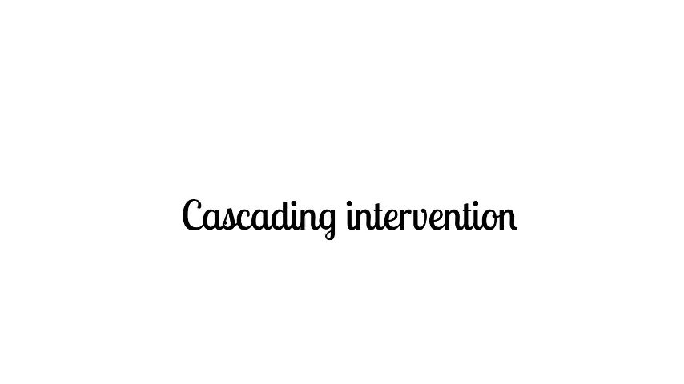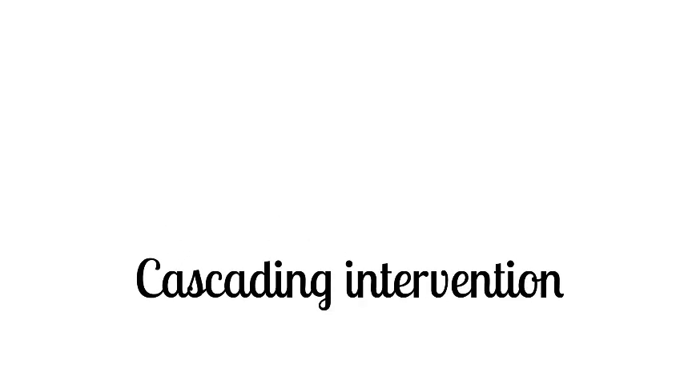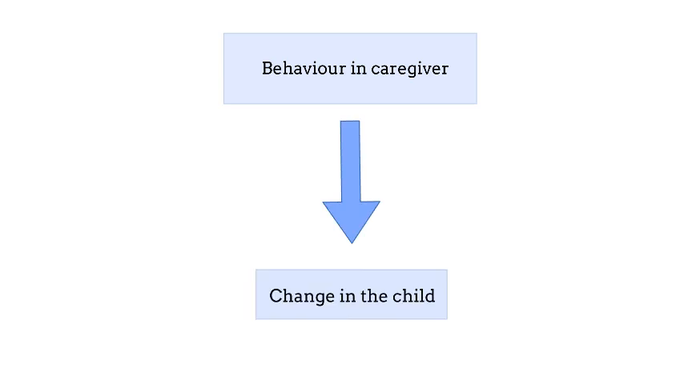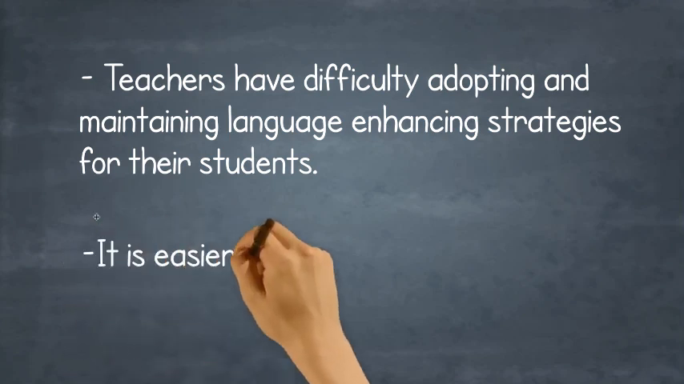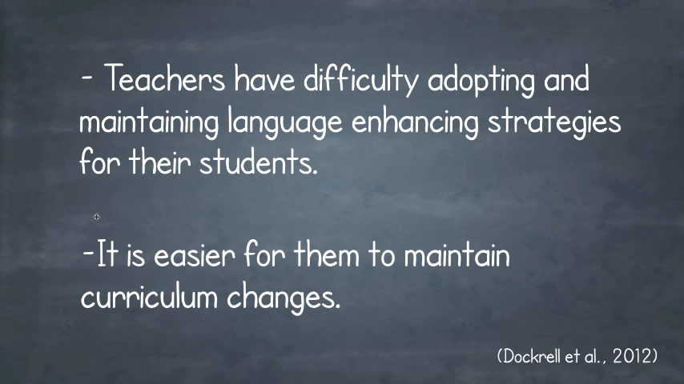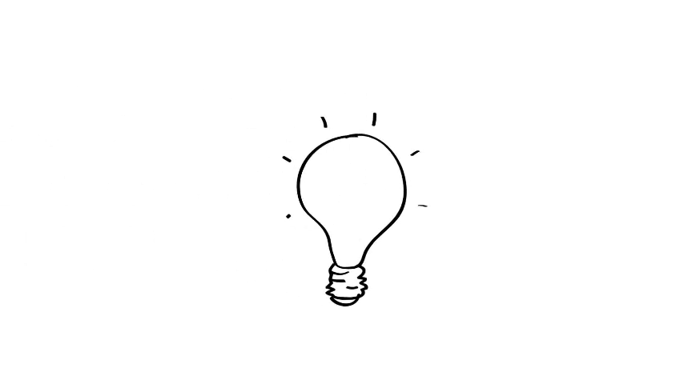This type of intervention is what would be considered a cascading intervention, which is where it is focused on the caregiver, with the hopes that a change in their behavior will flow or cascade down to the child and change the child's behavior. Previous research has revealed how most teachers find it difficult to adopt and maintain language-enhancing strategies for their students. They find it easier to maintain changes in curriculum choice than in changing their interaction style. The strategy used in this study, however, helped to solve that challenge.